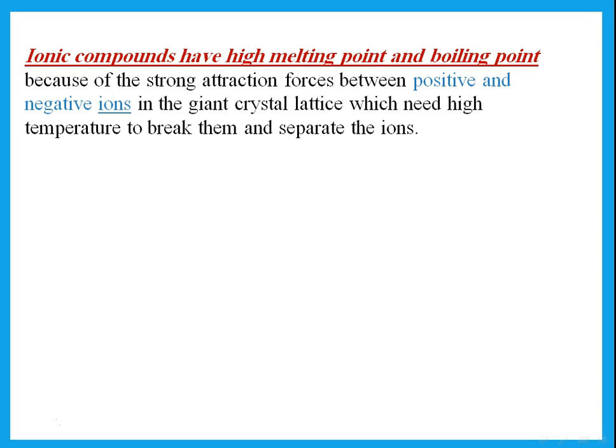Okay, now based on that you should be able to explain the physical properties of ionic compounds. So for example, ionic compounds have high melting and boiling point. Now why would it have high melting and boiling point? Because there is strong attraction forces between what?